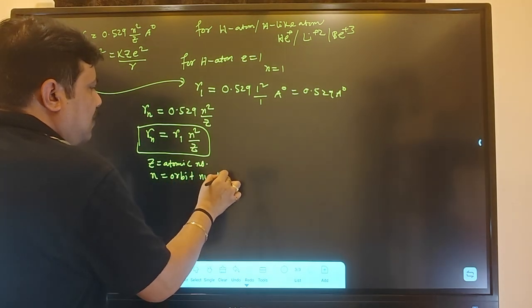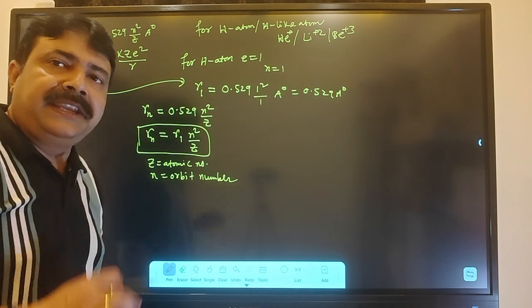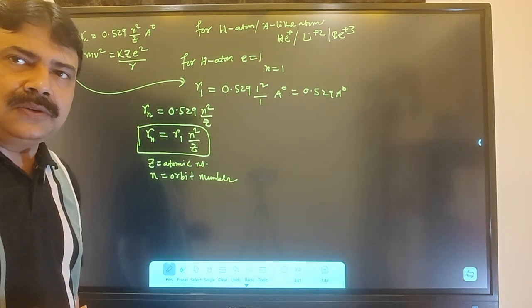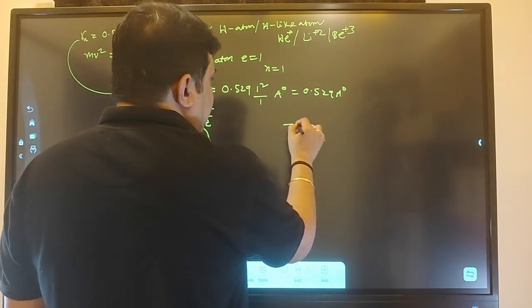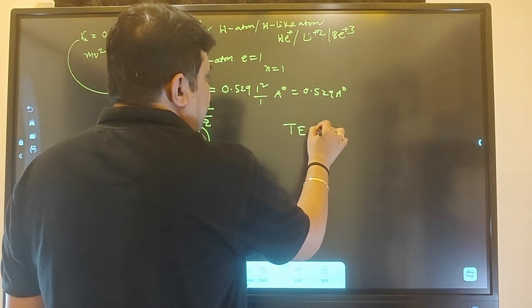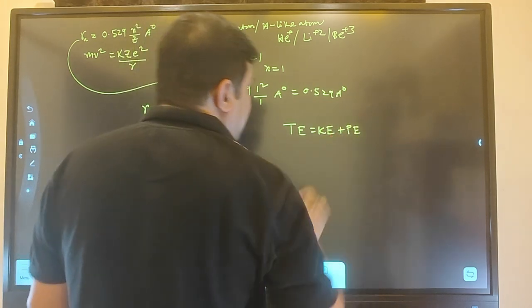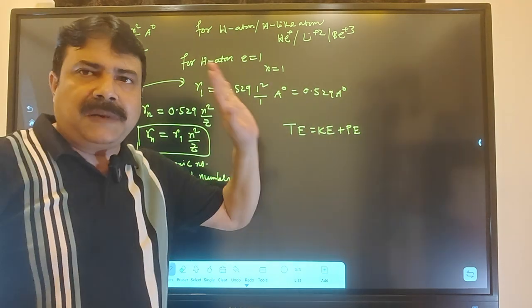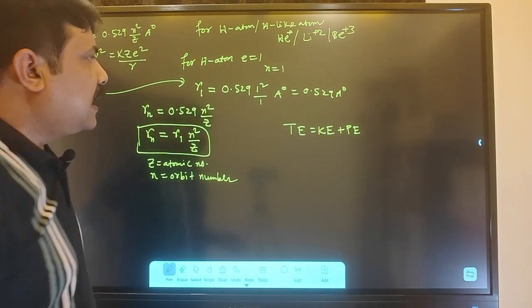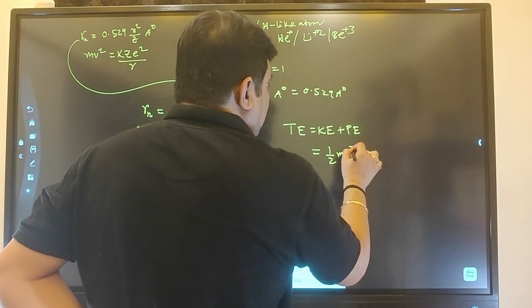Now after that we are going to the energy expression. How can we calculate the energy? Total energy will be equal to kinetic energy plus potential energy. That means the energy of an electron in a particular orbit is nothing but kinetic energy plus potential energy. Kinetic energy, everybody knows, equals half into mass into velocity square.